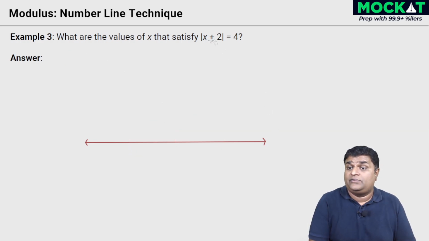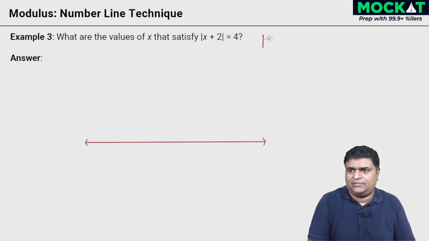Now, what if you've got modulus of x plus 2? I said you can use it only if it's x minus of something. Also, remember that the x coefficient should be 1. You can't have 2x or 3x. We'll see examples of those as well and how to work with them. But right now, it has to be x minus.